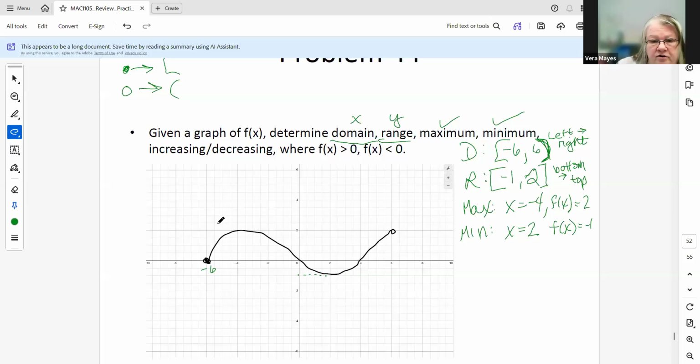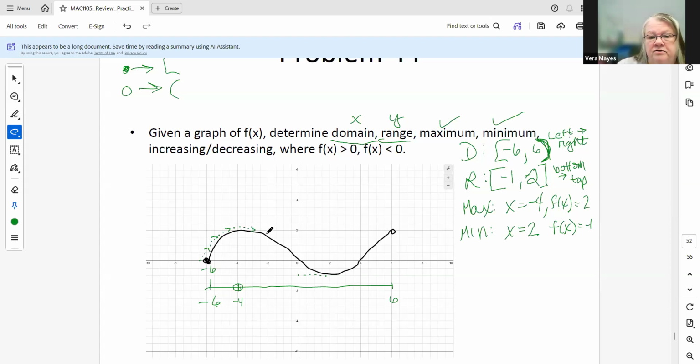So I'm going to draw a number line underneath this. It starts at -6, ends at +6. And I'm going to follow like I'm on a roller coaster. I'm going to get on. And when I follow the arrows here, I am increasing until I get to -4. So I stop right there, catch my breath.